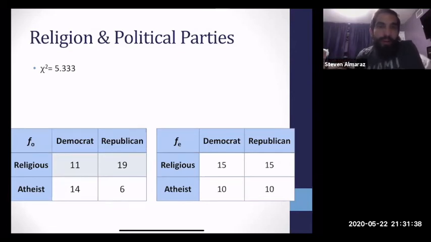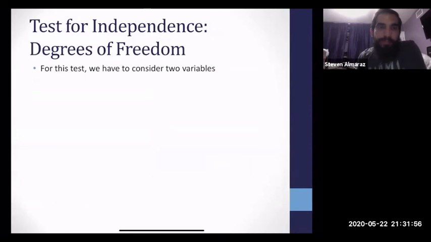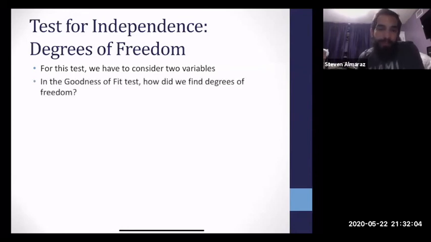Great, so we got our chi-squared of 5.333. Now, unfortunately, we can't yet answer this question, is this significant? All right, we're gonna need to know our degrees of freedom. But things are a little bit more complicated than they were last time, okay? Because for this test, we have to consider 2 variables at the same time, not just one, all right?